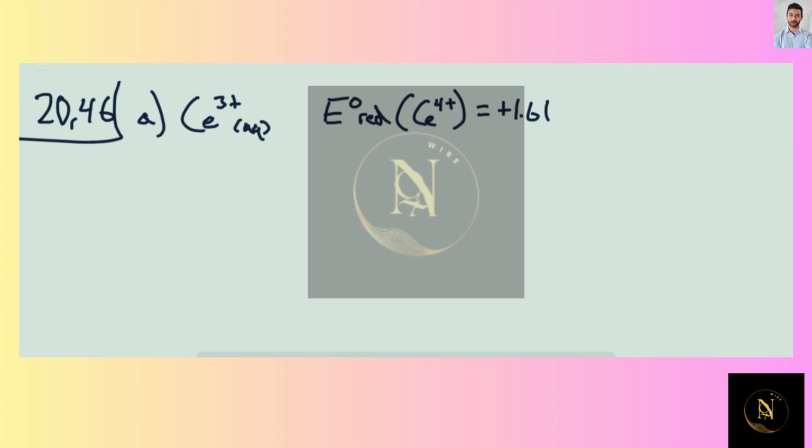which means that cerium 3+ is not likely to act as a reductant because cerium 3+ is more favorable than cerium 4+. So since it won't be a reductant, it's more likely to act as an oxidant, since it cannot force this reaction to go backwards to the cerium 4+.